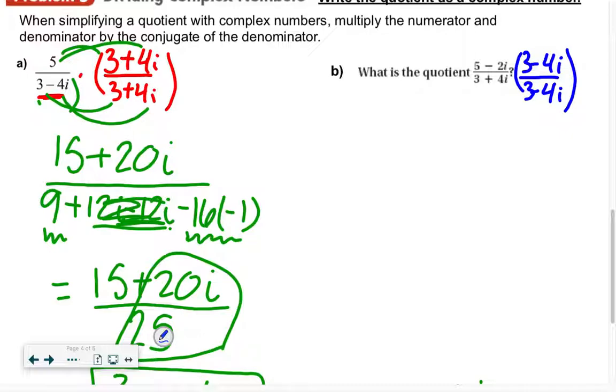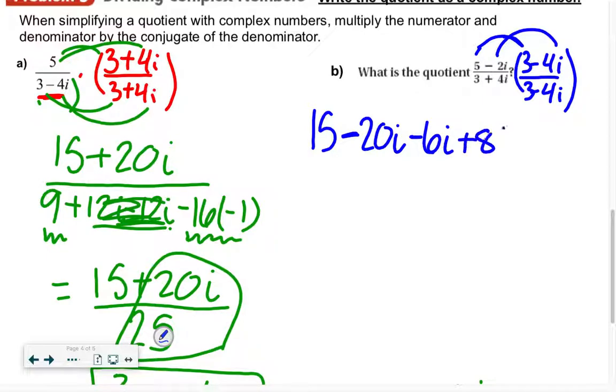Okay. Top first, what is 5 times 3? 15. And then I have negative 4i times 5. Negative 20i. Negative 2i times 3. Negative 6i, and then what happens when I take negative 2i times negative 4i? 8 times negative 1. If you want to simplify that, that's fine with me. I'm going to leave it like that for right now. Okay. Good on the top part?